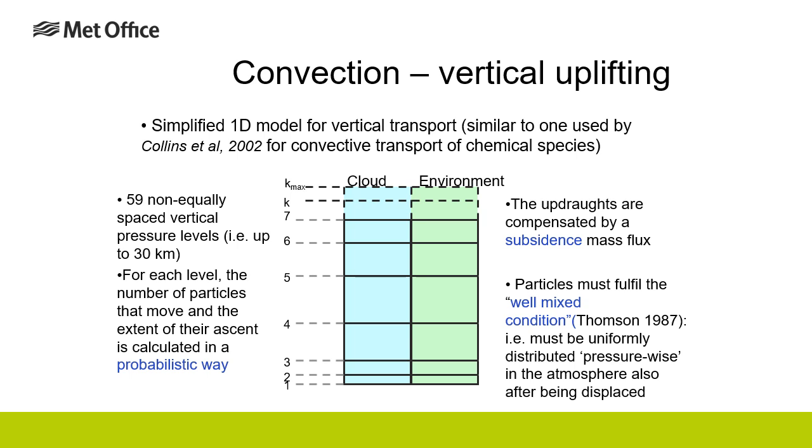The scheme is a simple 1D model. It has 59 vertical levels, and for each level, the number of particles that move is calculated in a probabilistic way. Particles are entrained into the convective cloud. They move vertically upwards and are detrained back into the environment. This updraft is compensated by a subsidence flux. And at all times, particles must fulfill the well-mixed condition.